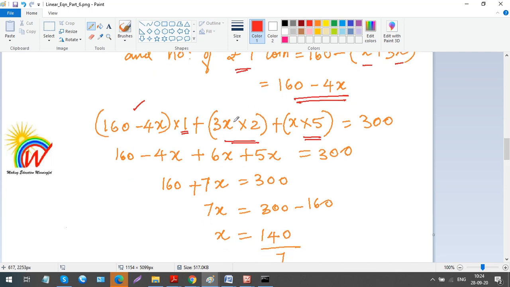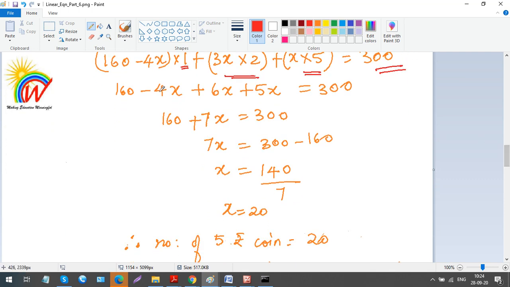See, if I say that you have got 4 2 rupee coins, the 4 2 rupee coins means how much are you actually getting from 4 2 rupee coins? You are getting 4 into 2, correct? 8 rupees, isn't it? So that is what I have done. I am just multiplying it. Now these all add up to 300. Now let me combine the like terms.